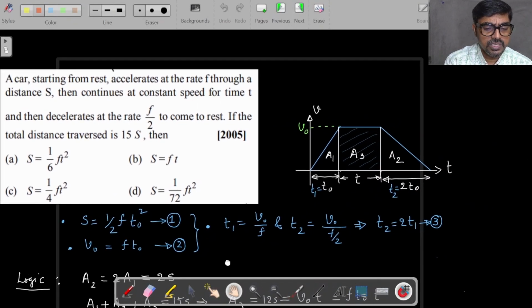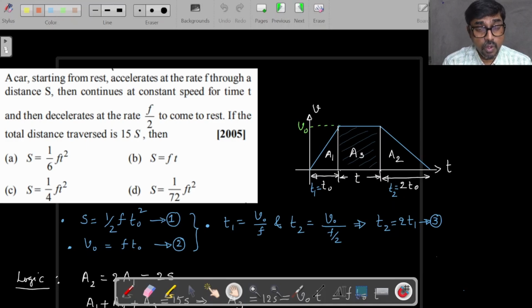So the second question in this, let's read. This is also important, taken from the ideas of Erudo again. A car starting from rest, so initial velocity is 0, accelerates at a rate f through a distance s. So 0 to some t0 time, let's say I have assumed that from 0 to t0 time, it was traveling with the acceleration f, and it has covered a distance s there.